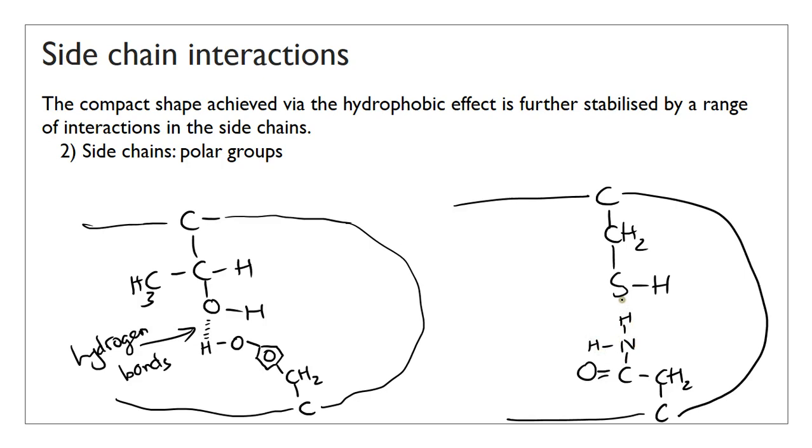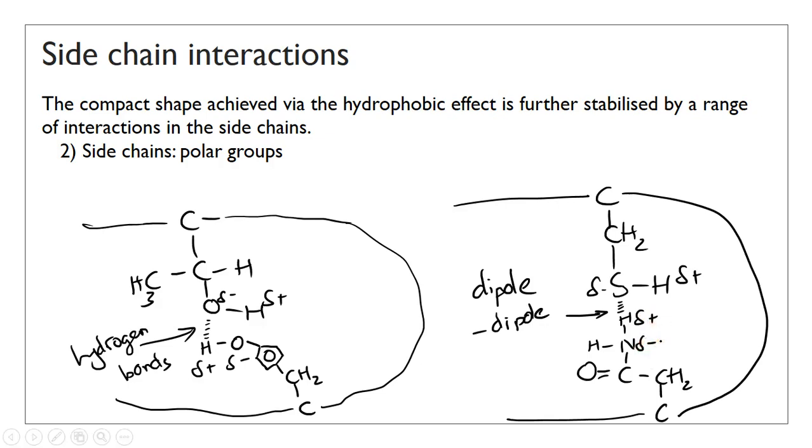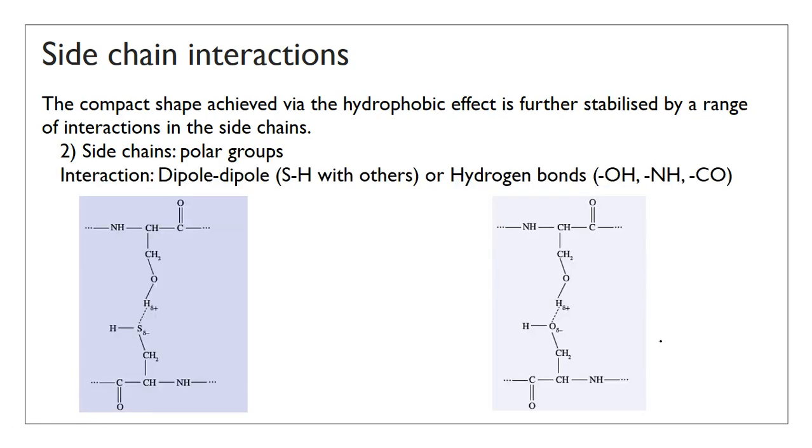So you could have dipole-dipole interaction between the sulfur of the cysteine and the hydrogen of another polar group, because obviously if it is polar, then we have negative dipole and positive dipole in these cases. Okay, so you can either have dipole-dipole interactions or hydrogen bonds if the two side chains are polar. So these are just examples for you there.